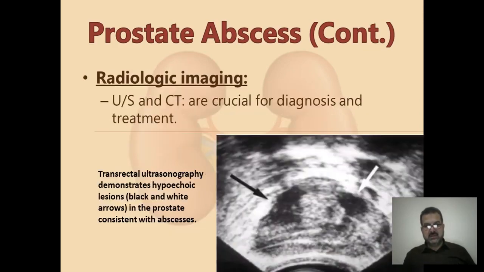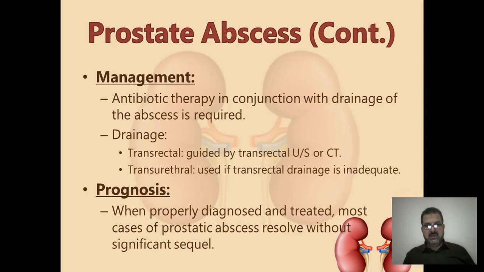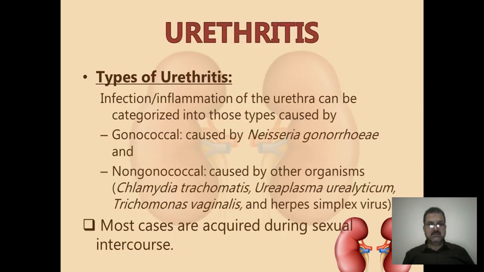Here is a transrectal ultrasound showing hypoechoic lesions, which give high suspicion of prostatic abscess. Management is antibiotic therapy with drainage. You have two ways to drain these prostatic abscesses, either transrectal aspiration or transurethral, by doing cystoscopy and de-roofing resection of the prostatic abscess. Most cases, if diagnosed properly and treated, will resolve without complications.